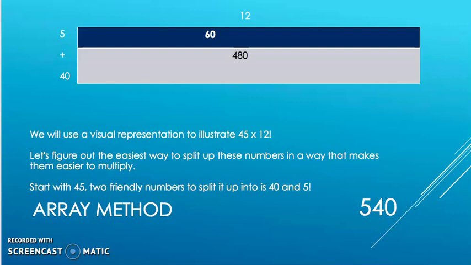After we have all the answers to our areas of each of the two boxes, the final step is to add the two numbers together to get the final product of 45 times 12, which is 540.